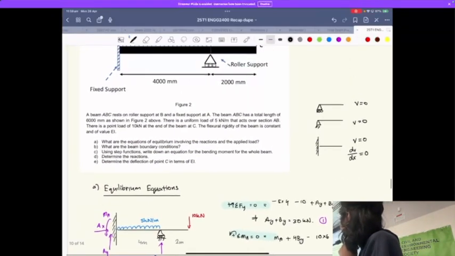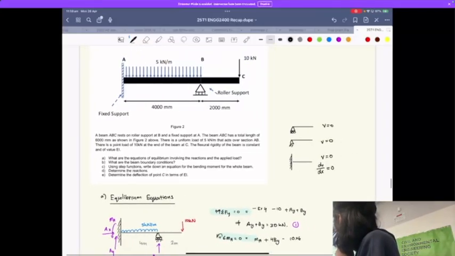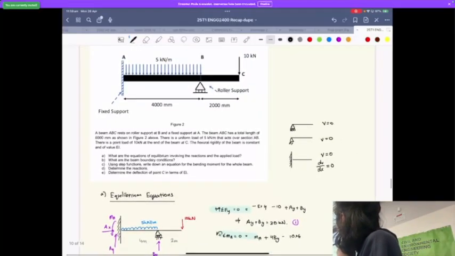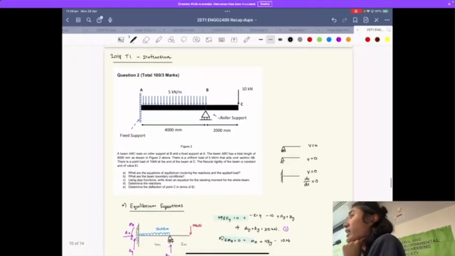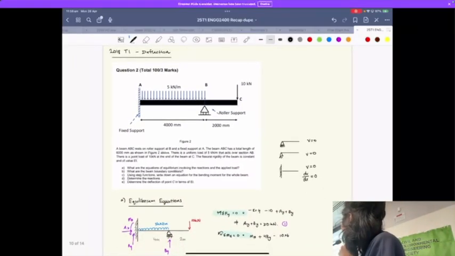I'll just show the question again just in case, because I feel like I went too fast. Which paper did you get this question from? This one's 2018. I'm not gonna lie, some of the deflection questions can get pretty cursed, so. Okay, I'll just move on now.